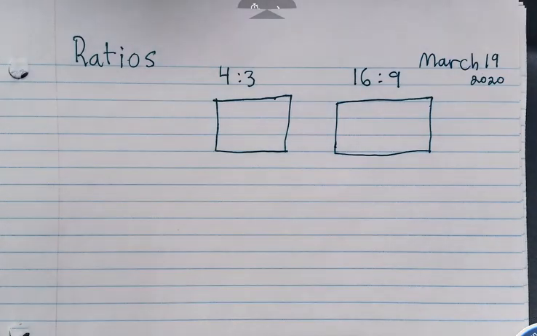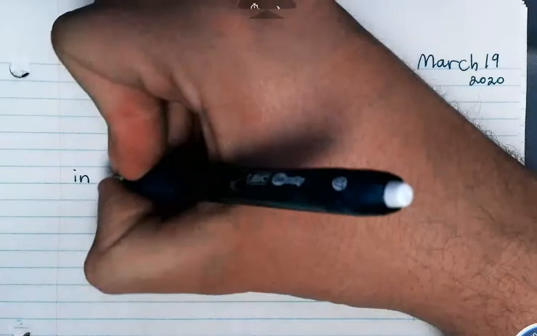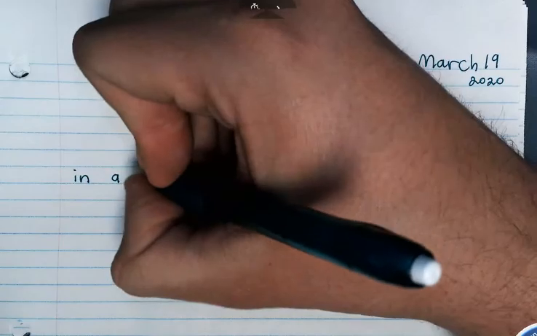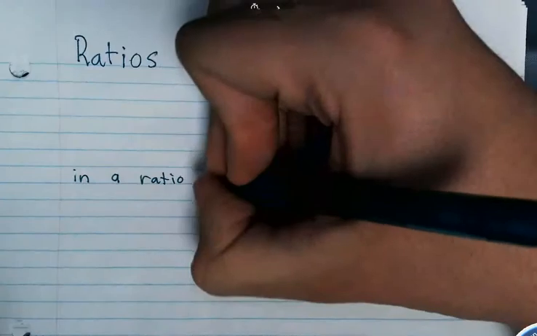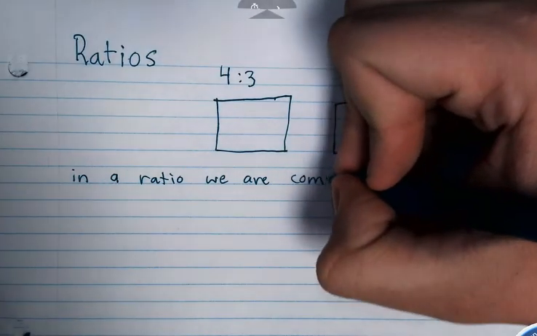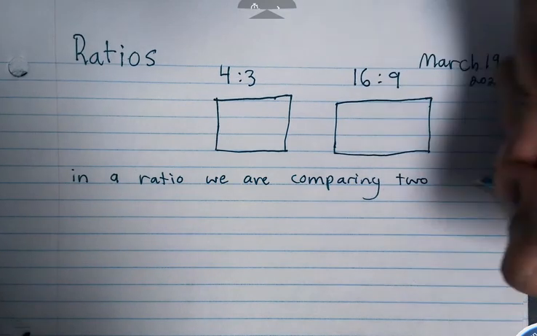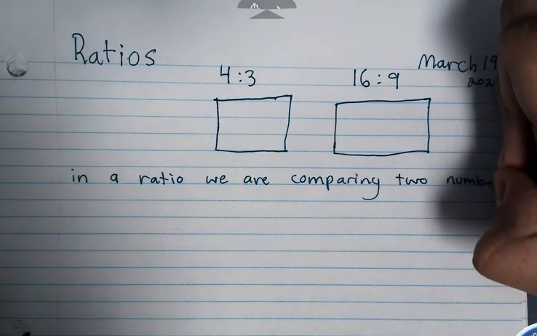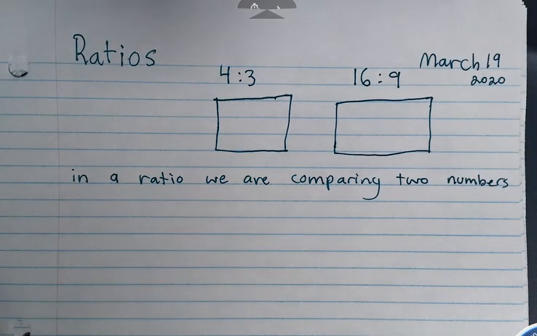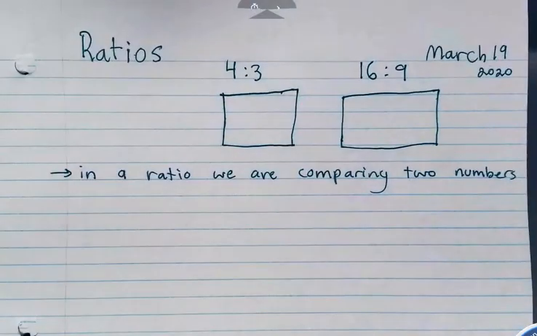So to go on from here, let's take a look. In a ratio, we are comparing two numbers or values. I'll put a little arrow there as well.